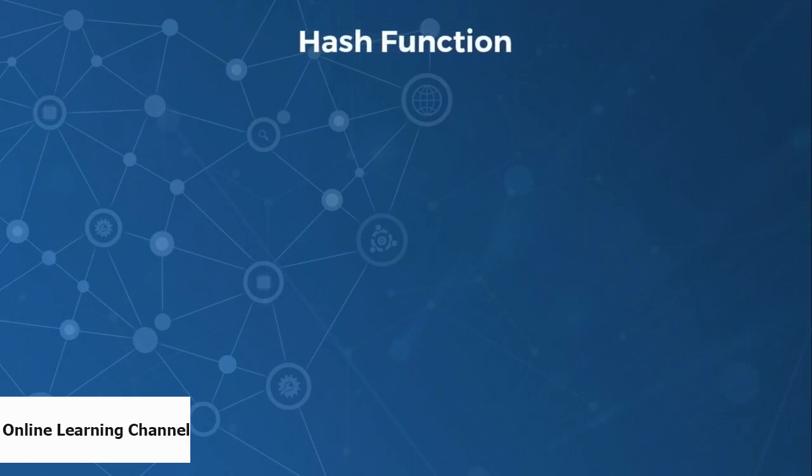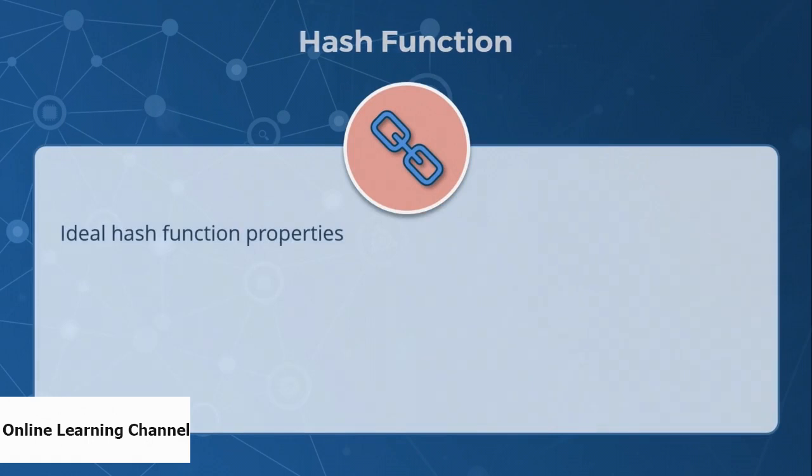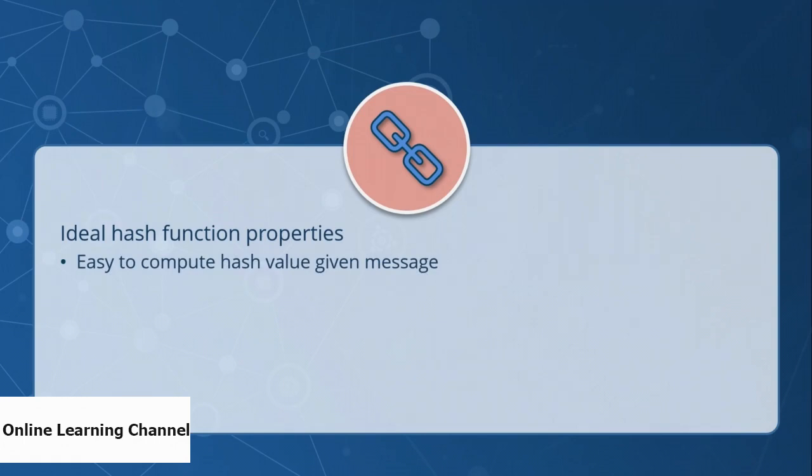So given that hashing has rather widespread uses, what are the ideal properties of a hash function? First of all, it should be rather easy to compute the hash of a given message, no matter what the size of the message, whether it is a few lines of text or even an entire book. Computing the hash value should be simple. Another desirable property is that the hash function should have a low probability of hash collisions.